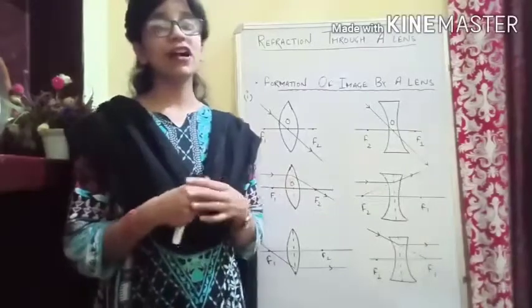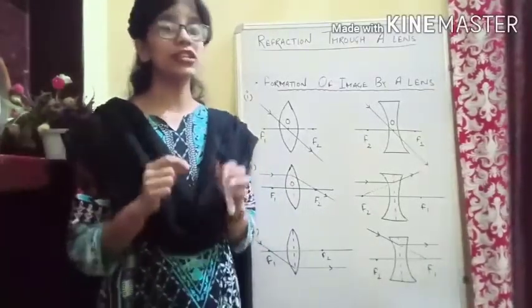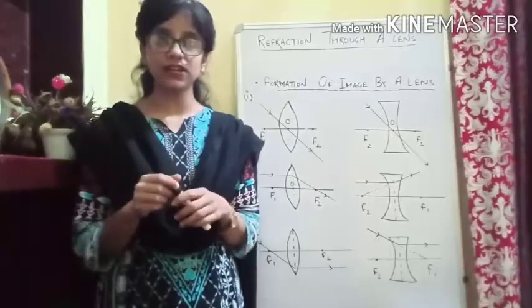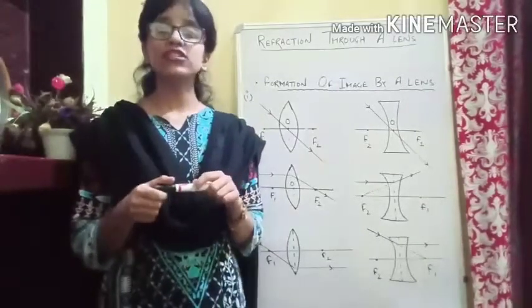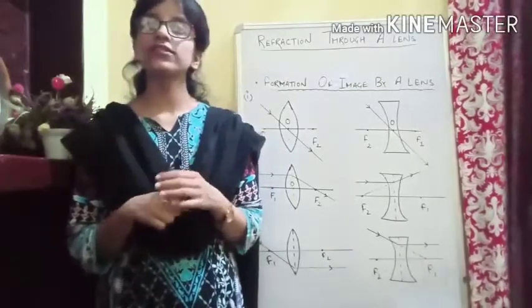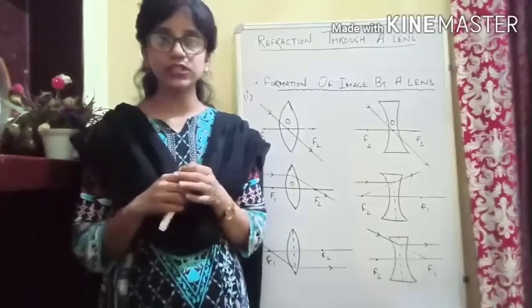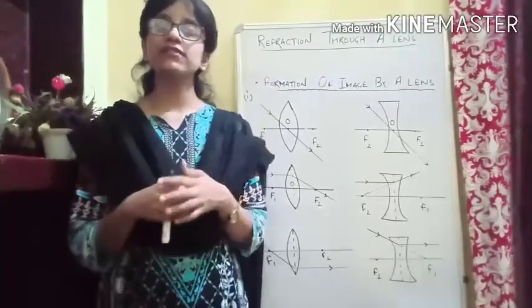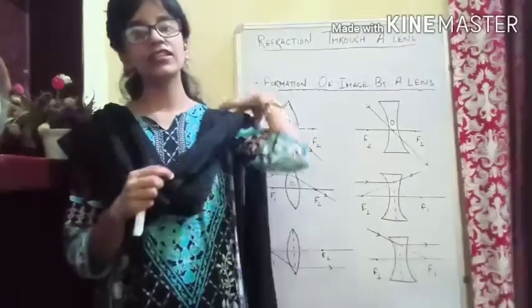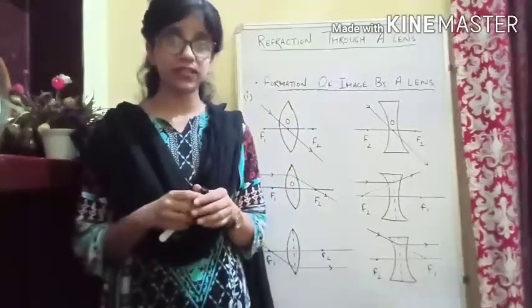But before we start, let me recall what we have learned. You have learned about refraction. The chapter which we started last was refraction through a lens. We learned about the convex lens, also known as converging lens. We have learned about concave lens, also known as diverging lens. We also have seen the convergent effect and the divergent effect of the convex lens and concave lens respectively.